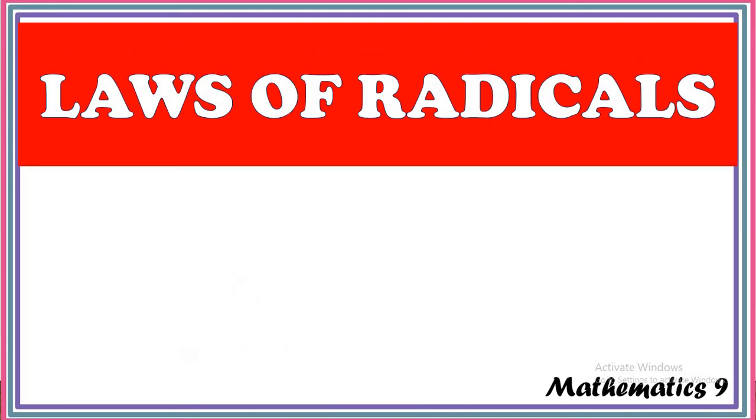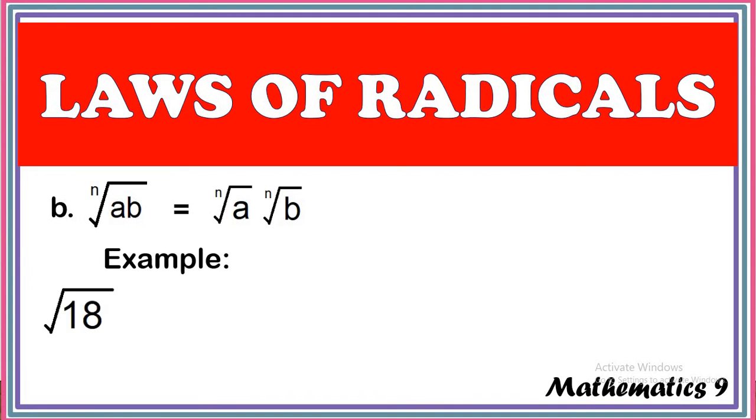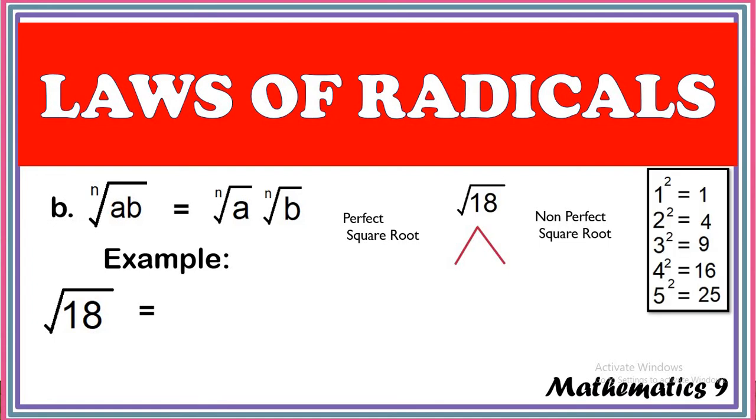Let's go now to the next law of radicals, which is the nth root of a times b. So we have the nth root of a multiplied by the nth root of b. For example, we have the square root of 18. As you notice, 18 is not a perfect square. What we are going to do is find factors of 18, where the first one is a perfect square and the other one is a non-perfect square. These are the perfect squares: 1, 4, 9, 16, 25. So 9 is a factor of 18, so you can use 9 and 2.